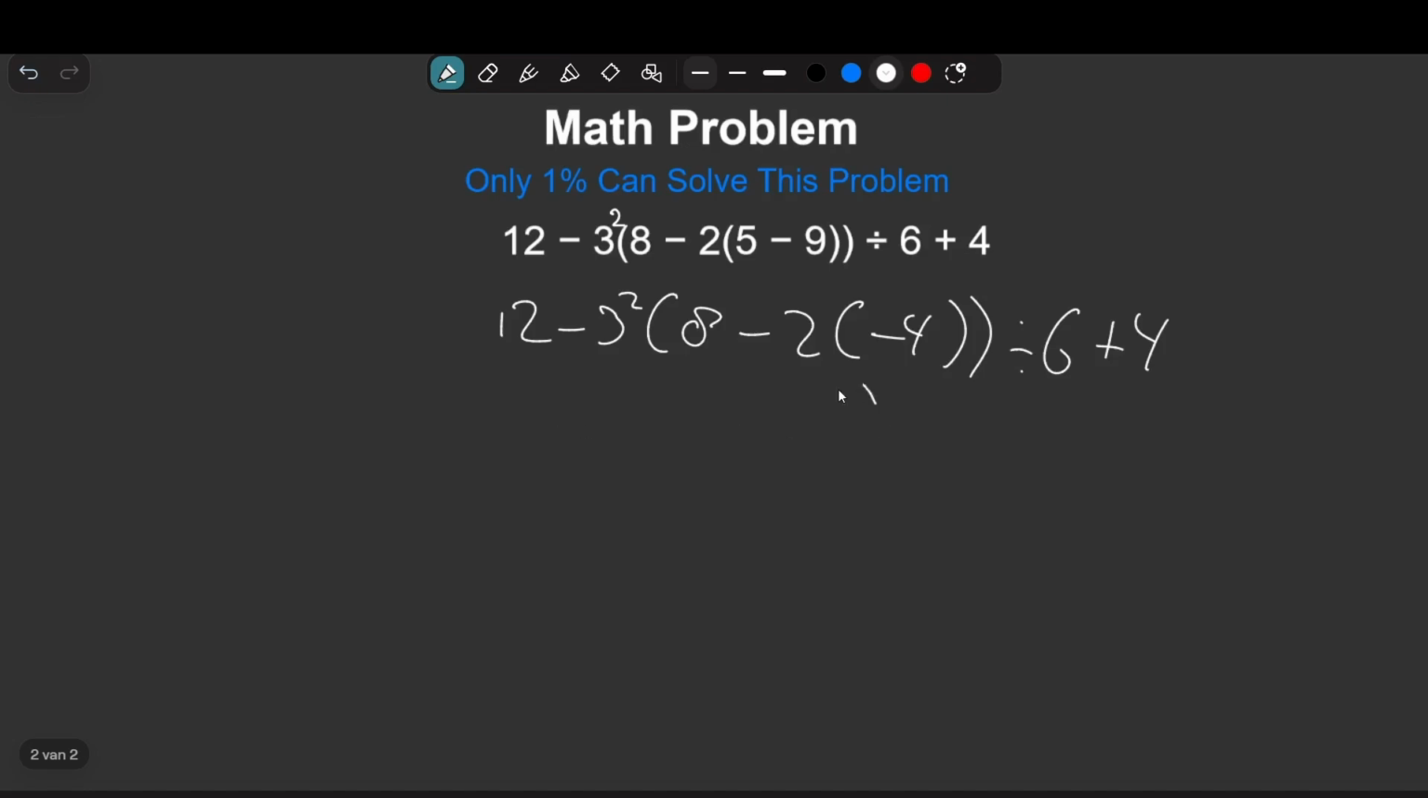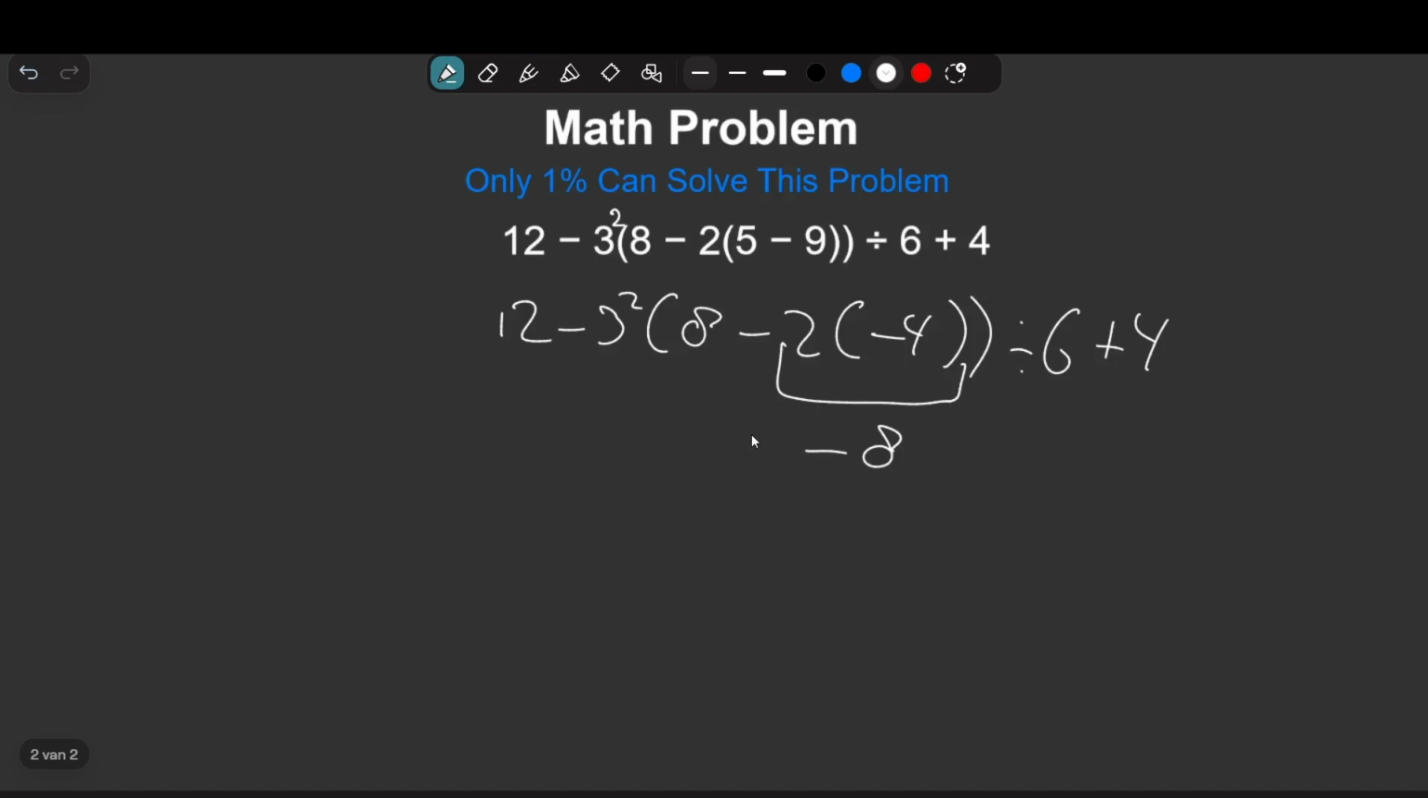So now we're going to solve again the inner parentheses. So this one. How to solve this? We're going to do 2 times minus 4. So this part right here. 2 times minus 4 is going to equal minus 8. Now we have, instead of the minus 4, a minus 8. So basically what it says now is 8 minus, then in the parentheses, minus 8. So this will give us 16.